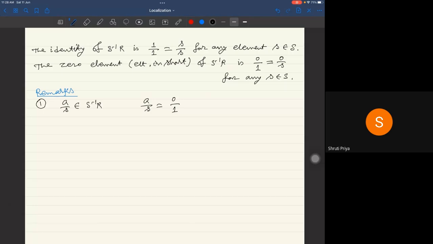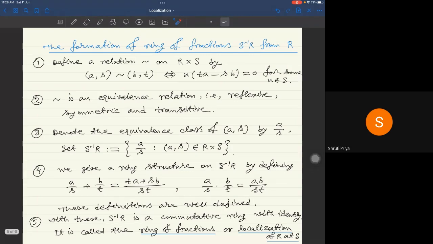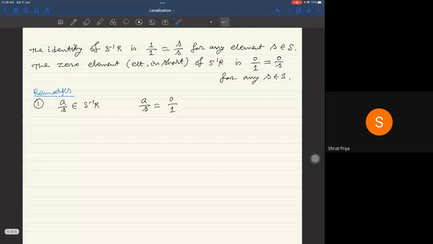Yes, just from this definition, can you guess? Okay, so a by s is the zero element if and only if there exists some t such that t times a equals 0 for some t belongs to S.